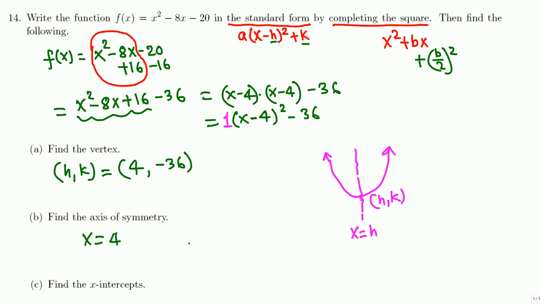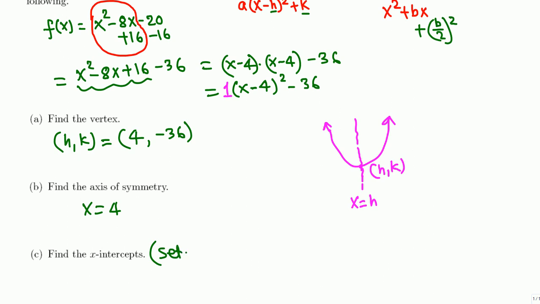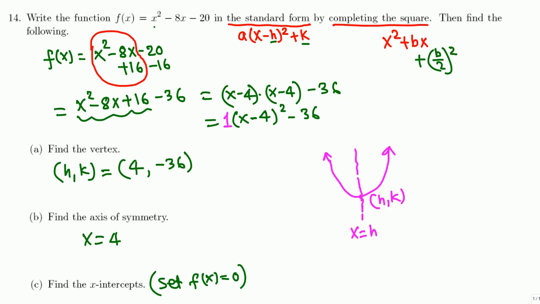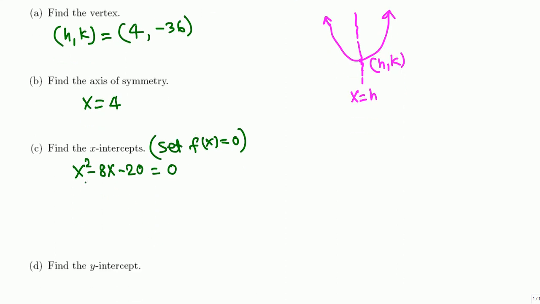Next we need to find the x-intercepts. For x-intercepts, we set the function equal to 0 and solve for x. So let's go back and use the given function, x² − 8x − 20, or we can use this as well, same thing. We set this function equal to 0 and solve for x. Let's factor. If it does not factor, then we need to use the quadratic formula.